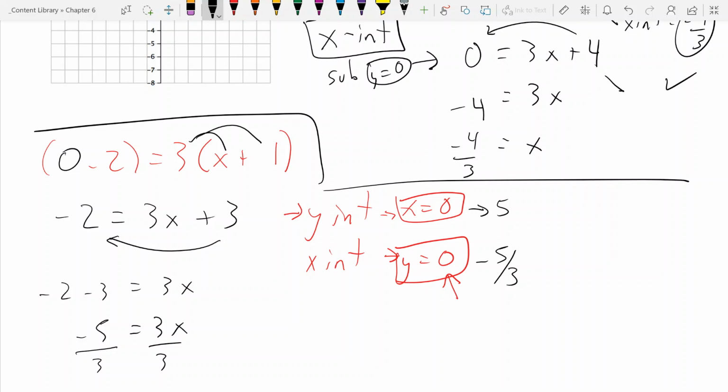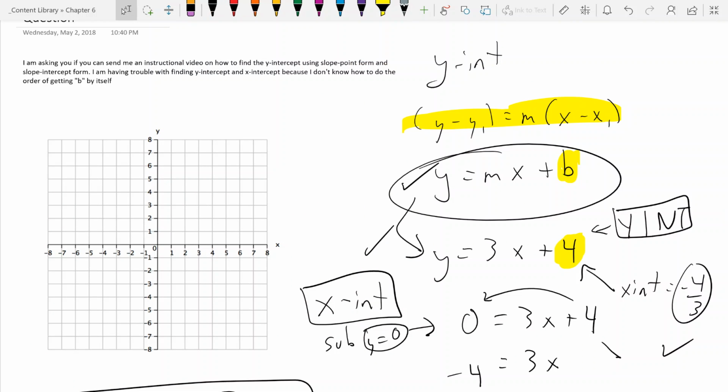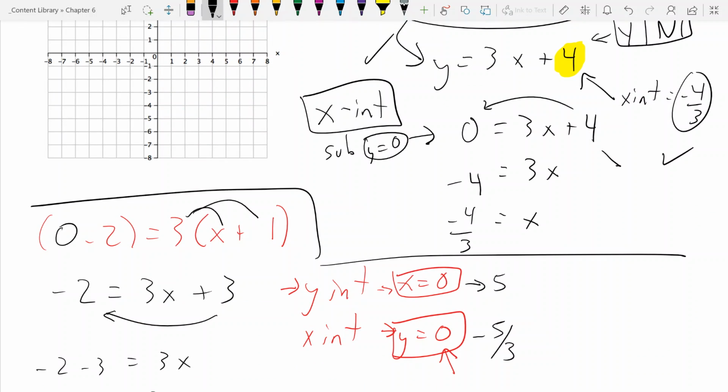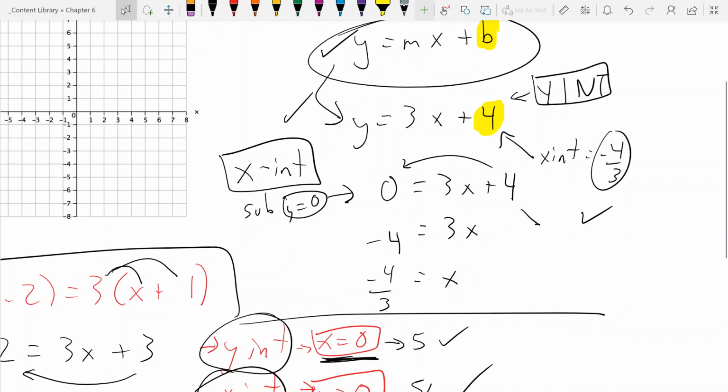So the core thing to remember with this is that when you're trying to get numbers by itself, you have to just do basic algebra. But whenever you're trying to find y-intercept or x-intercept, you just sub in x equals 0 or y equals 0, and you'll always find the answer, no matter what form it's in. If it's in this form, the y equals mx plus b form, it's easy to find it because it's just whatever's right at the end there. And that's it.